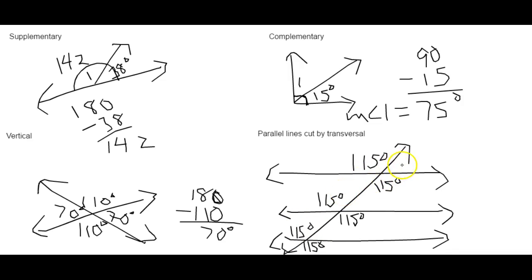Again, these are supplementary. It's on a straight line still. So 180 minus 115 is 65 degrees. So the vertical angles are the same. And then that same direction, top right to bottom left, would also be 65 degrees.